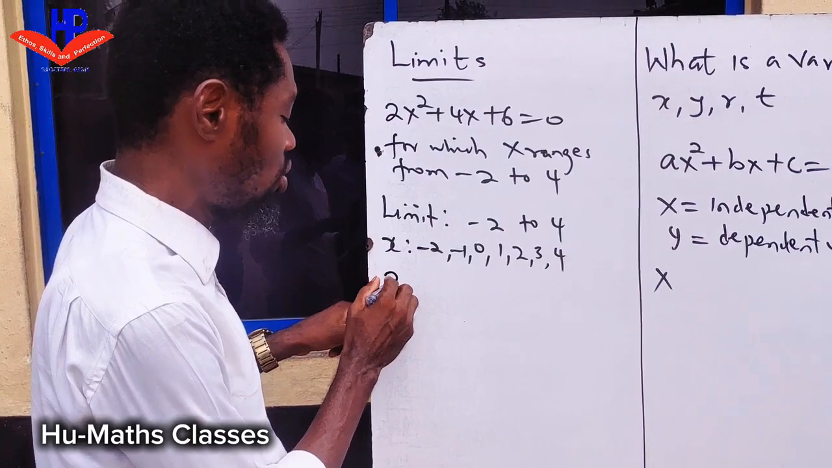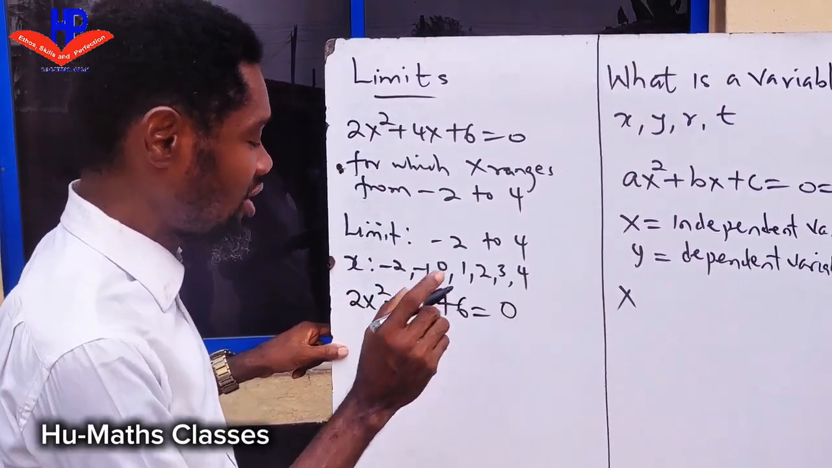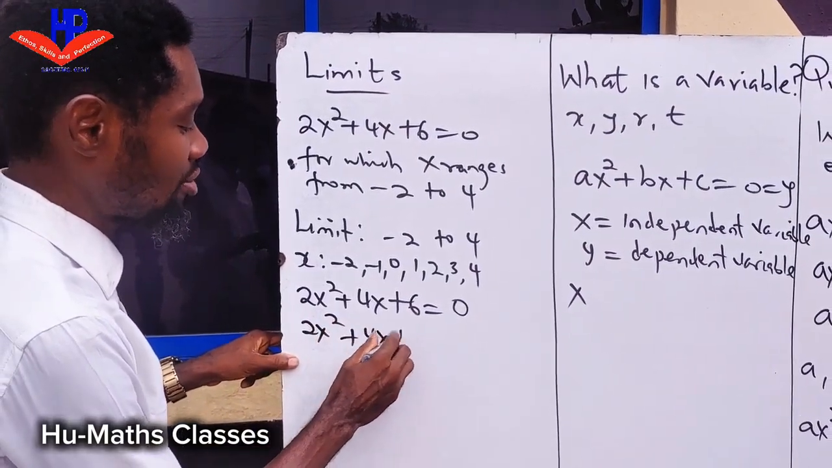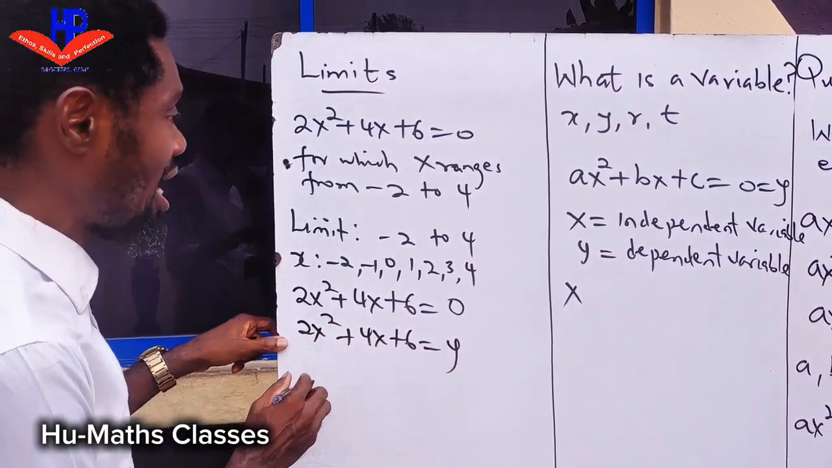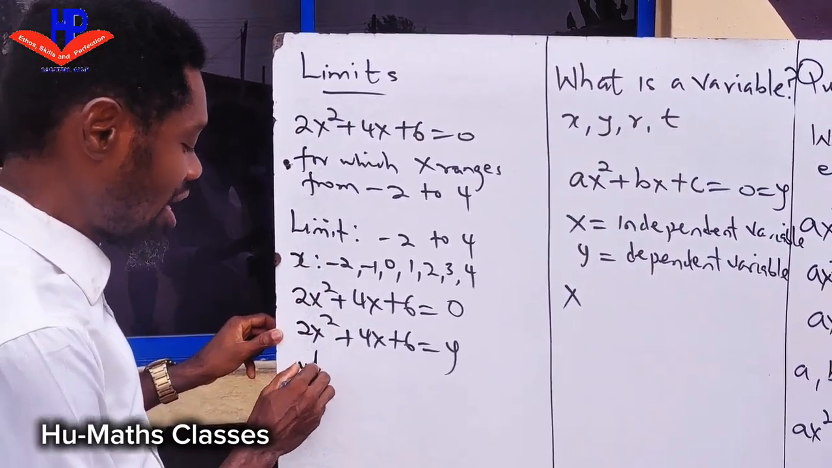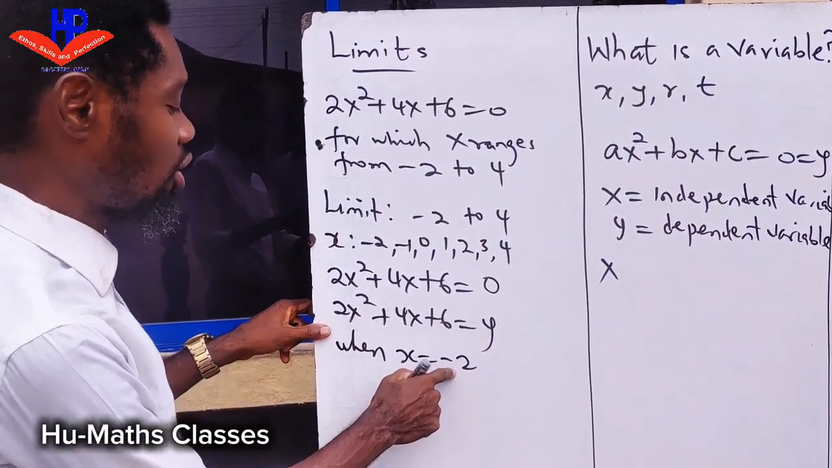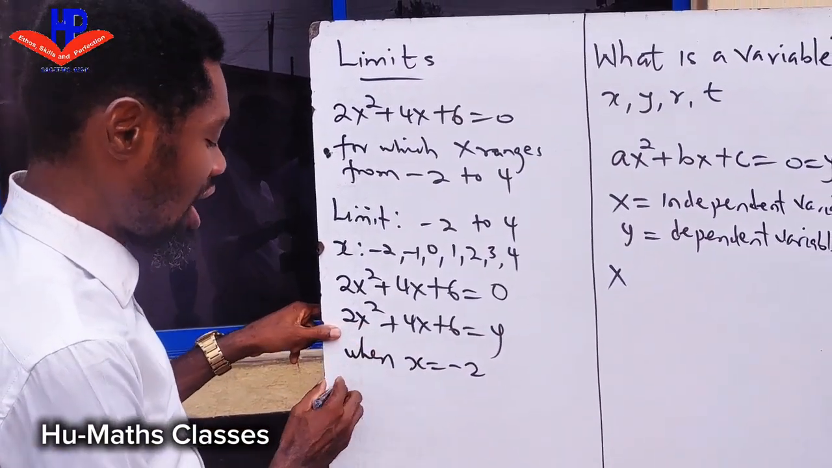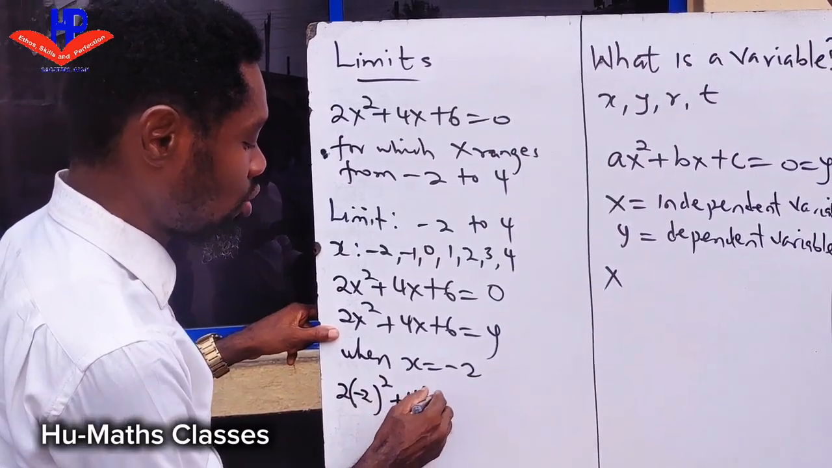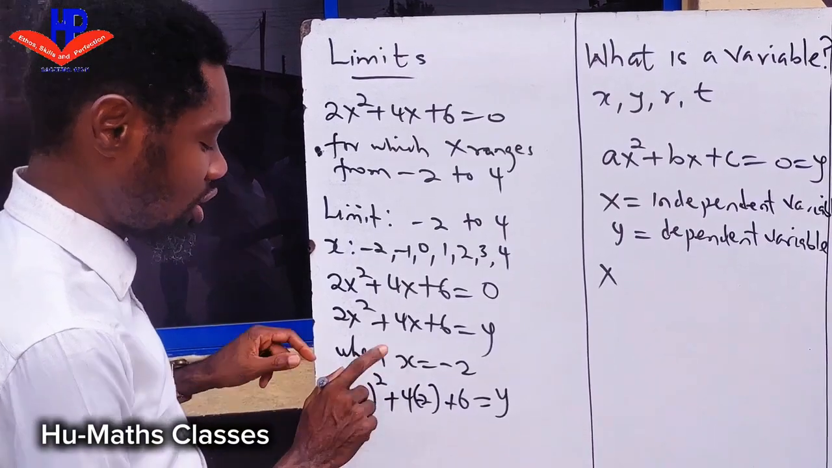Now we're given 2x² + 4x + 6 = 0. In this case, I'll be equating it to y. 2x² + 4x + 6 = y. So when x is -2, I'll only deal with that for today. When x is -2, what are we going to have y to be? So I'm going to replace -2 in the place of x. So I'll have 2 times (-2)² + 4 times -2 + 6 = y. (-2)² is 4.